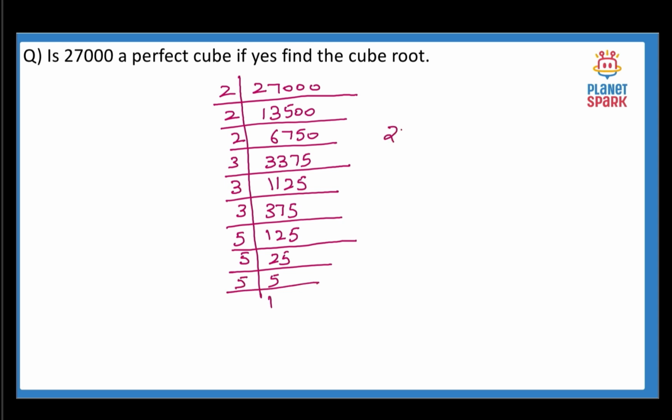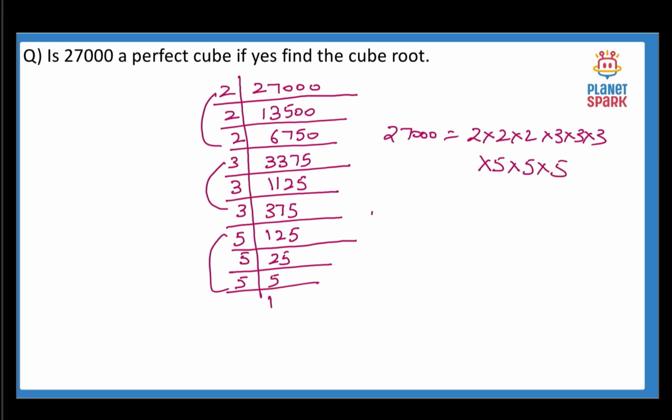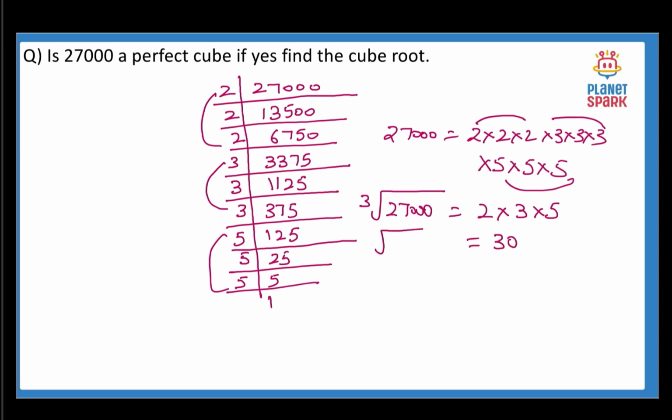So this means 27,000 is equal to 2 into 2 into 2, 3 into 3 into 3, 5 into 5 into 5. So we have a group of 2s, a group of 3s and a group of 5s. To make groups in cubes and cube roots, make sure you form groups of 3 numbers, like in squares and square roots we used to make groups of 2 numbers. Now we need to make groups of 3 numbers. So 2 forms a group, 3 forms a group, 5 forms a group, and out of each group we'll just take one number. So cube root of 27,000 is 2 into 3 into 5, that is 30. Cube root of 27,000 is 30.